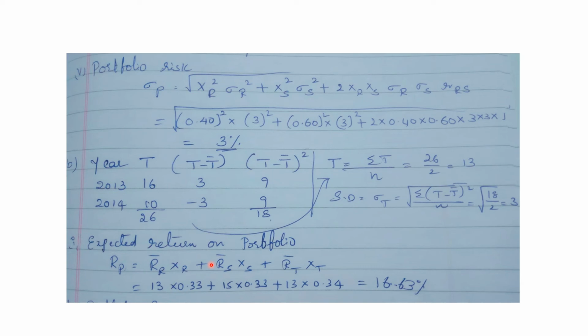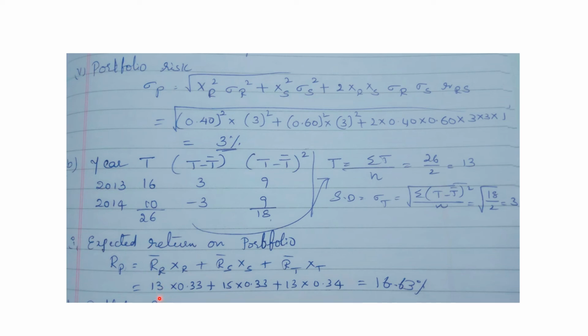Additionally, first we have been given only 2 stocks' information. Then in the next part, in part B, we have been asked to add the T stock, T security. So we have calculated the risk of that particular security, and we are finding the expected return of 3 securities. So here substitute the values.